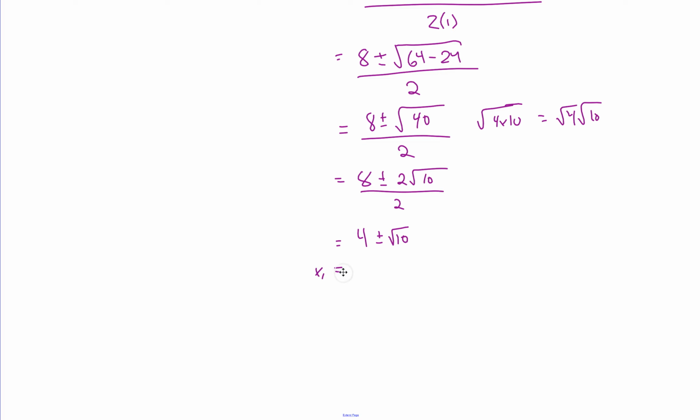So x1 will be equal to 4 plus 3.2, and x2 will be equal to 4 minus 3.2. So this is equal to 7.2, and this is equal to 0.8. So these 2 points now become our critical points. So we know at these 2 points, when x is equal to 0.8 and when x is equal to 7.2, we will have a local maximum or minimum.